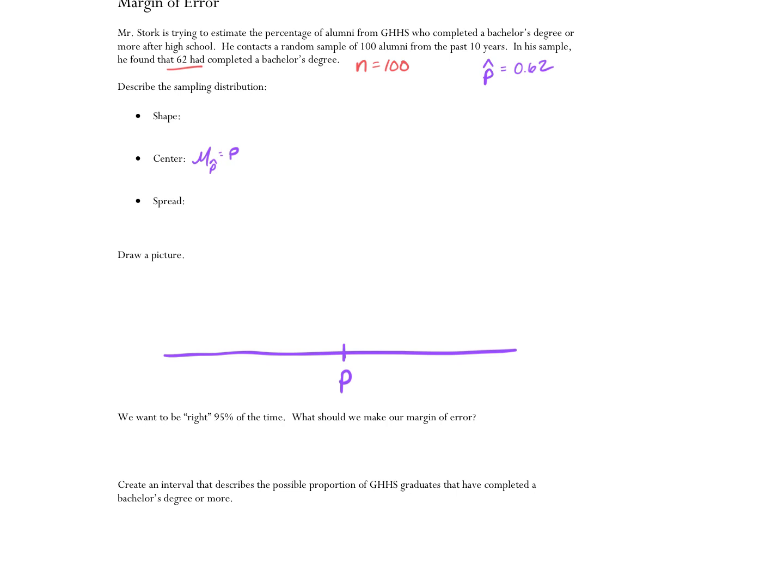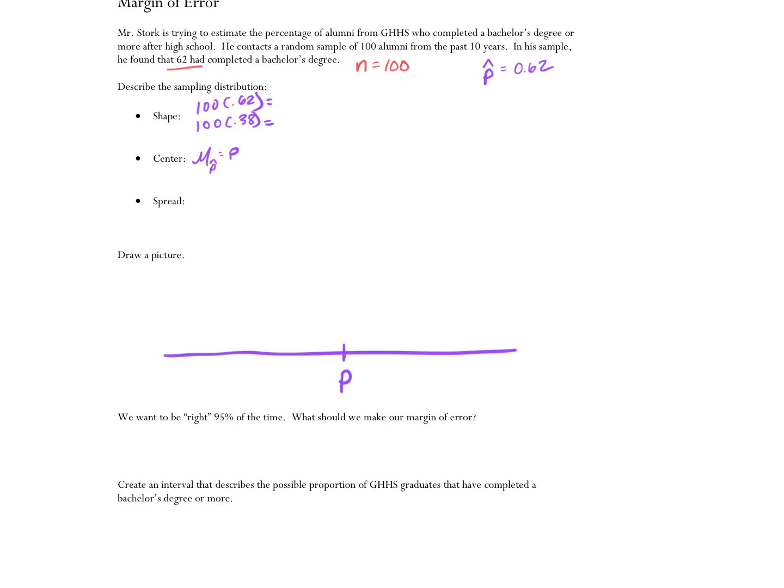All right. So, turns out P hat is a really good estimator for P. So when it comes to formulas and stuff, we're allowed to use P hat in the place of P. So I can do 100 times that 0.62 and 100 times 0.38. I could use those answers, even though it's technically supposed to be 100 times whatever P is. We're going to use P hat in the place of P.